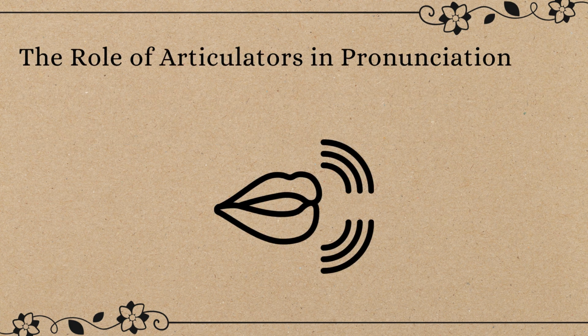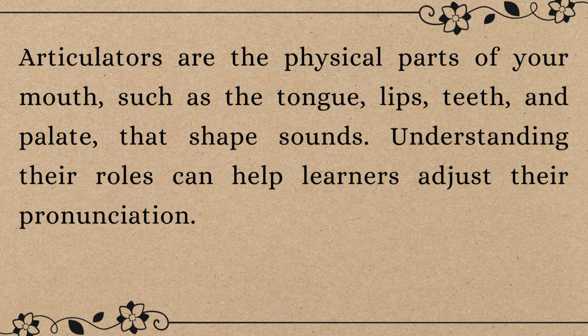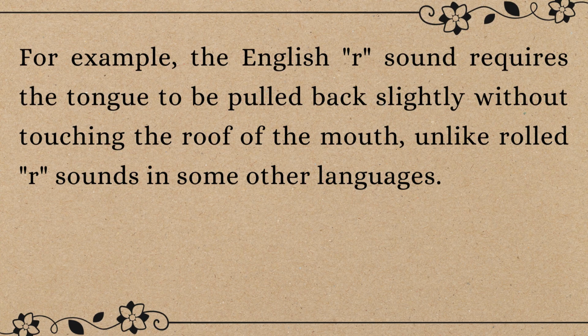1. The role of articulators in pronunciation. Articulators are the physical parts of your mouth, such as the tongue, lips, teeth, and palate, that shape sounds. Understanding their roles can help learners adjust their pronunciation. For example, the English R sound requires the tongue to be pulled back slightly without touching the roof of the mouth, unlike rolled R sounds in some other languages.